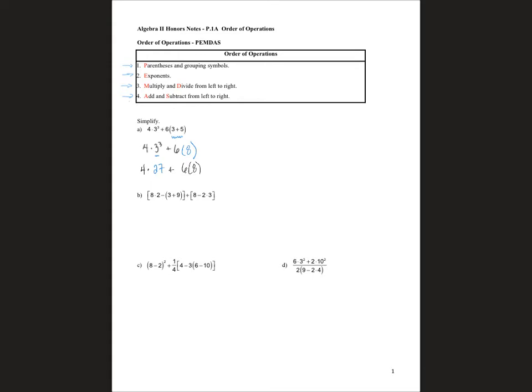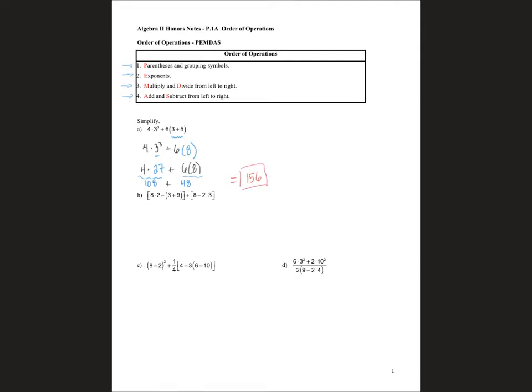Now, in this next step, I'm looking at the operations that I still have in the problem, and I see that I have multiplication and addition. So according to the order of operations, I would perform the multiplication next. So 4 times 27 would give me 108, and that would be plus 6 times 8, which is 48. And then all I have left is addition. So 108 plus 48 would give me a final answer of 156. And we like to box our answers.